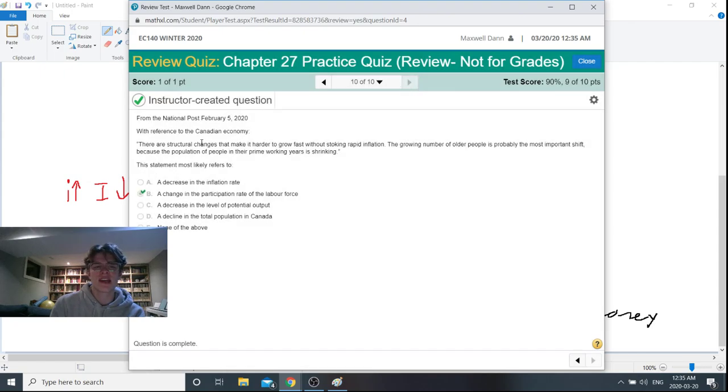And the last one, with reference to the Canadian economy, there are structural changes that make it harder to grow fast without stoking rapid inflation. The growing number of old people is probably the most important shift because the population of people in their prime working years is shrinking. This is literally just talking about the change in the participation rate of the labor force. It has nothing to do with inflation rate at all, so we get that out. A decrease in the level of potential output. That's interesting, because I thought about that one too. So it's definitely not a decline in the total population, and it's usually not none of the above. So it's between B and C.